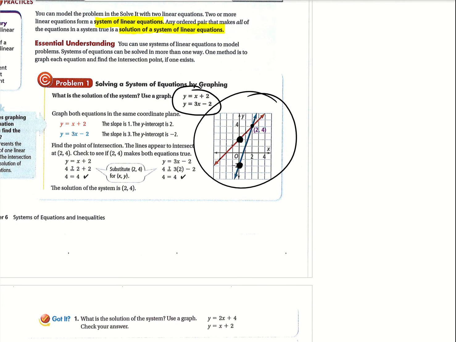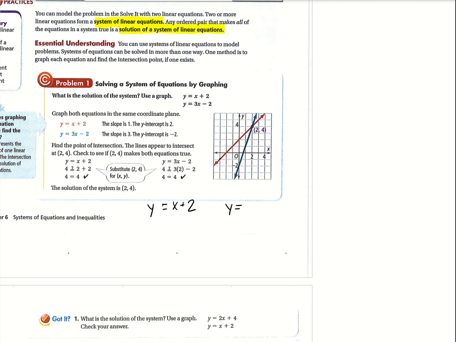All right, like I said earlier, the next thing you want to do is find the point of intersection. These graphs intersect at the point (2, 4). If you were going to check that, the way to check would be to plug into both of these equations. So we have y equals x plus 2, and y equals 3x minus 2. We can just plug in our coordinates on both of them.